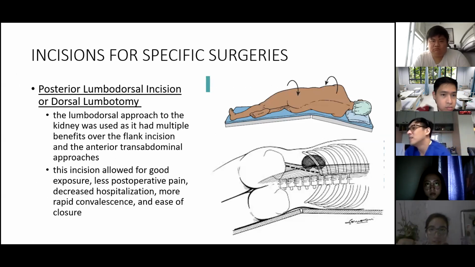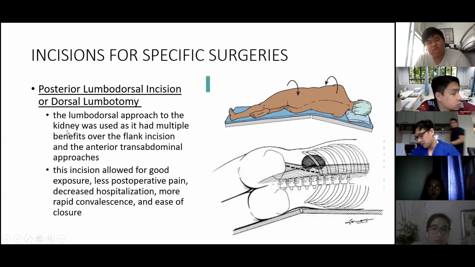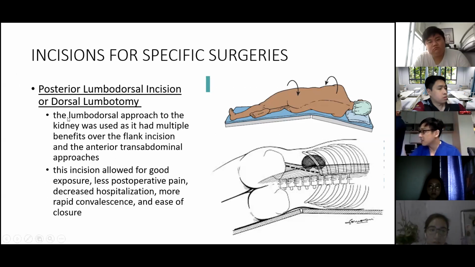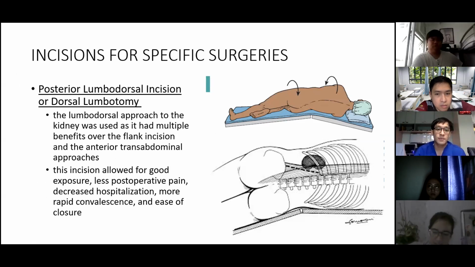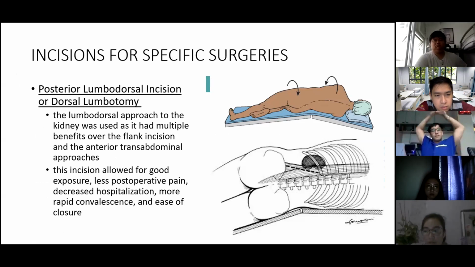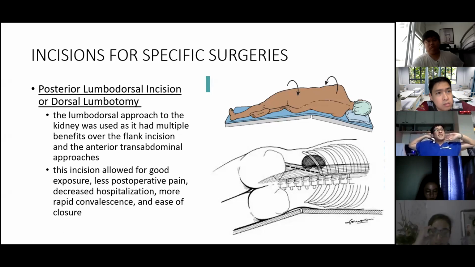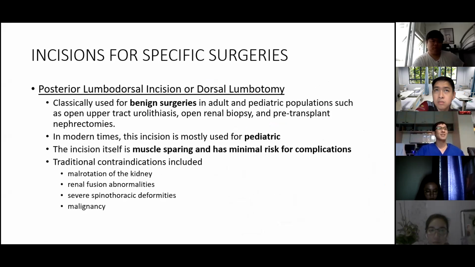Incisions for specific surgeries. The posterior lumbodorsal incision or dorsal lumbotomy. The lumbodorsal approach to the kidney was used as it had multiple benefits over flank incision and the anterior transabdominal approaches, mainly because of the lack of muscle cutting or distortion in this type of incision. This incision allowed for good exposure and less post-operative pain, decreased hospitalization, more rapid convalescence, and ease of closure.